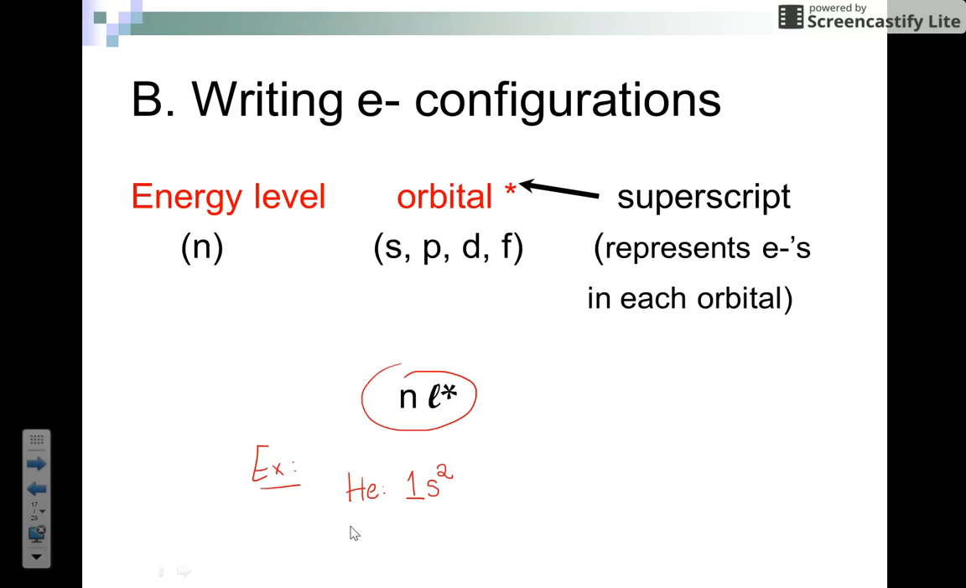If we want to do hydrogen, hydrogen is in the first energy level, S-shaped orbital, and it's the first element, so 1s1. The superscripts do tell you the number of electrons in each orbital. Next class, we're going to actually go through and write several electron configurations, longhand and shorthand.